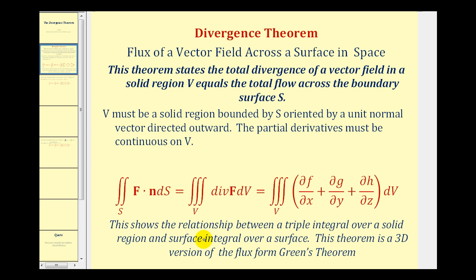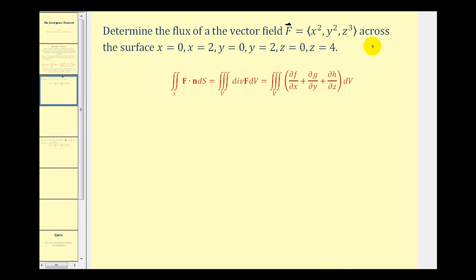So this theorem shows the relationship between a triple integral over a solid region and the surface integral over a surface. And this theorem is a three-dimensional version of the flux form of Green's theorem discussed earlier. Let's take a look at our first example.